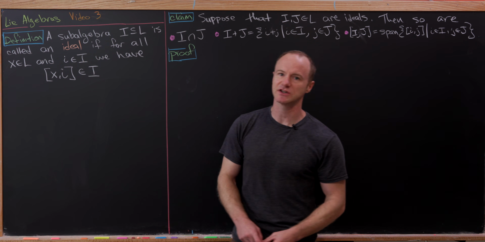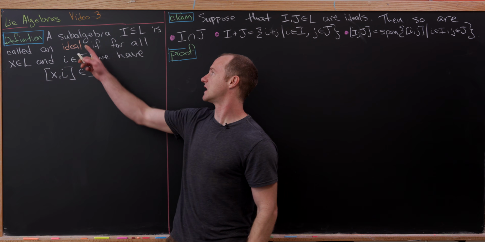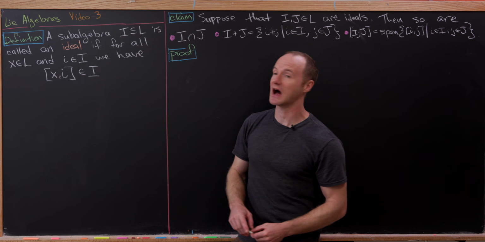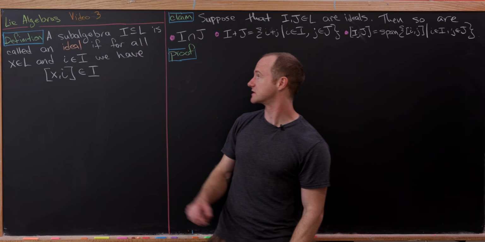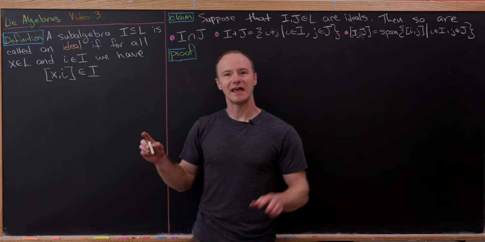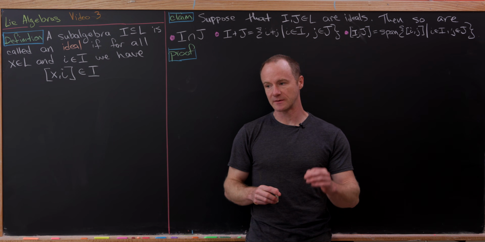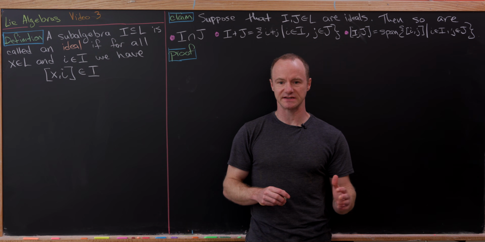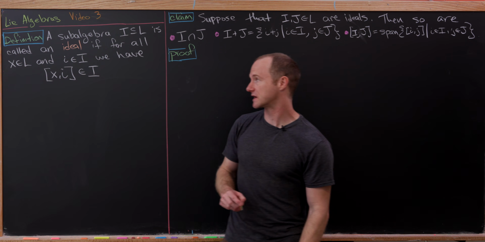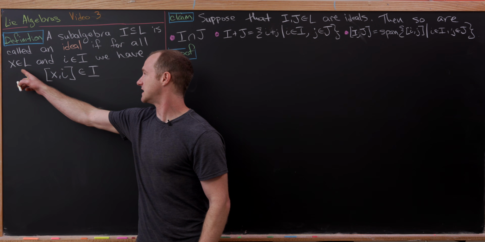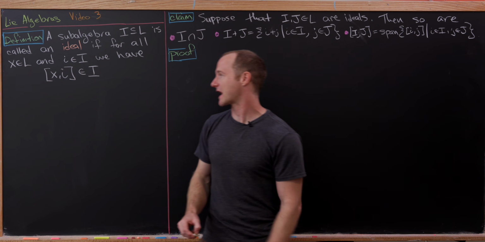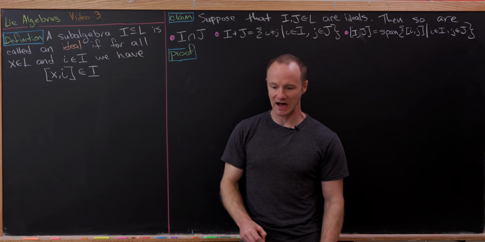So last time we looked at the notion of an ideal. And let's recall that a subalgebra I of a Lie algebra L is called an ideal if it has an absorption property. And this absorption property is similar to the one that you would have in rings. So for all x in L and i in I, the bracket [x, i] is inside of I.